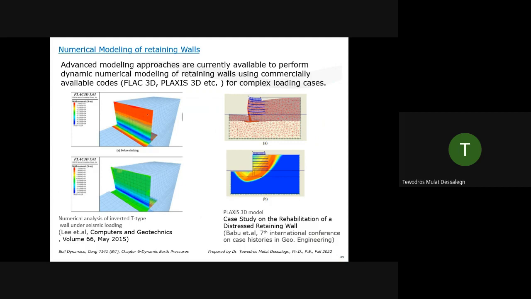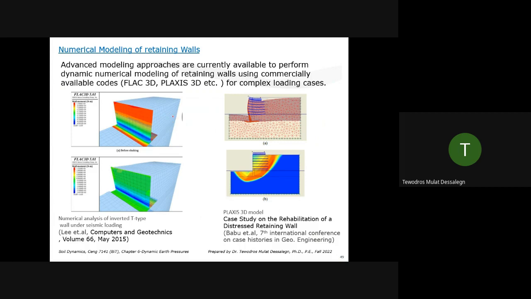Within the campus, we have PLAXIS and FLAC. Preparing the model is easy. There are self-explanatory manuals. You can go through them, prepare the model, mesh, introduce soil properties, and then you can run a dynamic analysis.